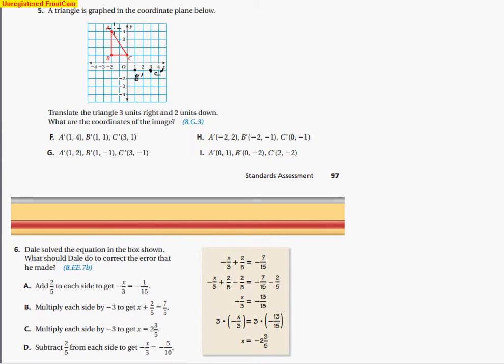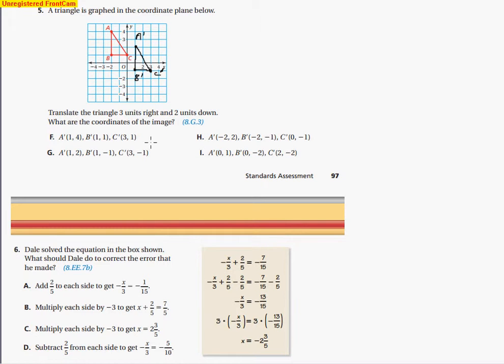And A prime, 3 spaces right, 2 spaces down. And oops, I didn't go quite 2 spaces down, so let's fix that. So it looks like 2 spaces down is going to end up right there. So that's what we end up seeing. So it should look exactly the same. It should be the same figure, just in a different location. So let's find the one that matches.